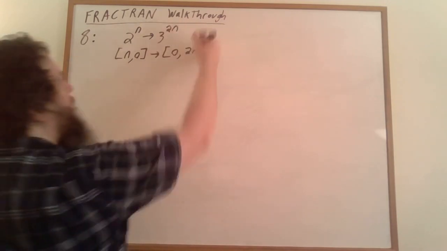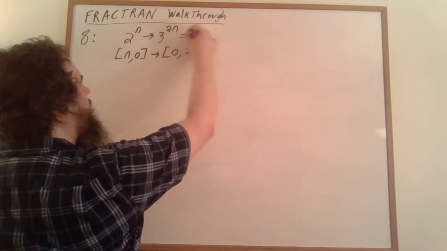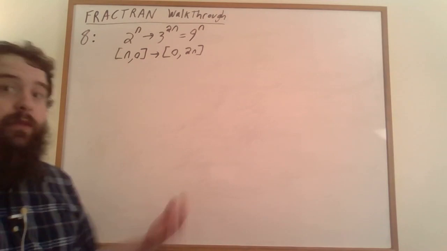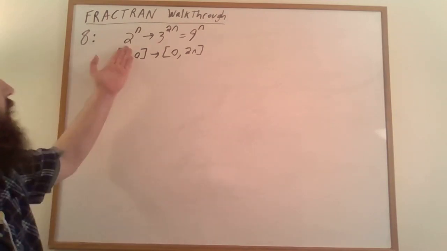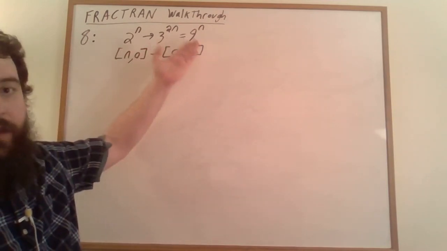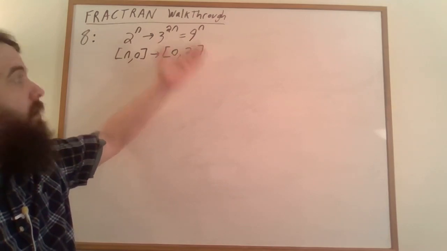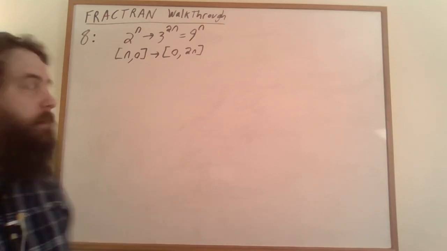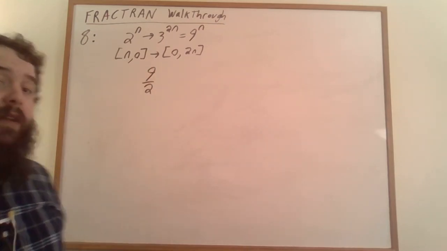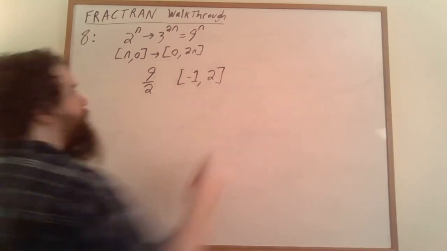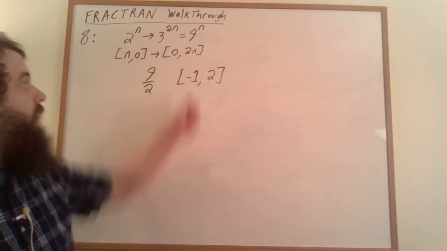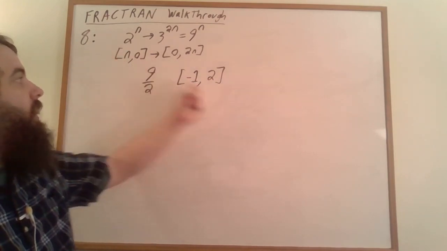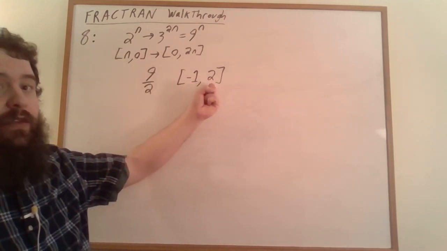And this is another level that's really straightforward if you remember your exponent rules. 3 to the 2n is the same as 9, that is 3 squared, to the n. And so just like before, turning 2 to the n into 5 to the n, or 7 to the n, or 15 to the n, or 9 to the n, it's all the same. We can do this with the fraction 9 halves. This corresponds to the vector -1, 2, that every time it takes a counter out of the 2's register, it puts 2 counters into the 3's register.